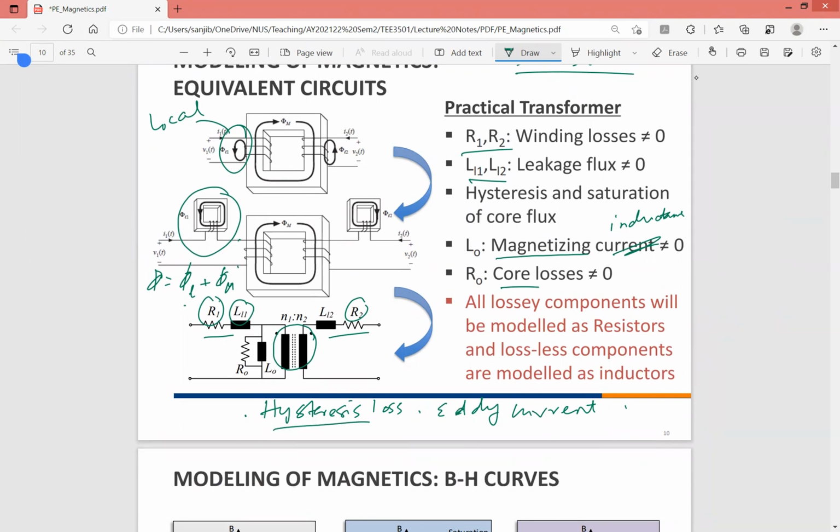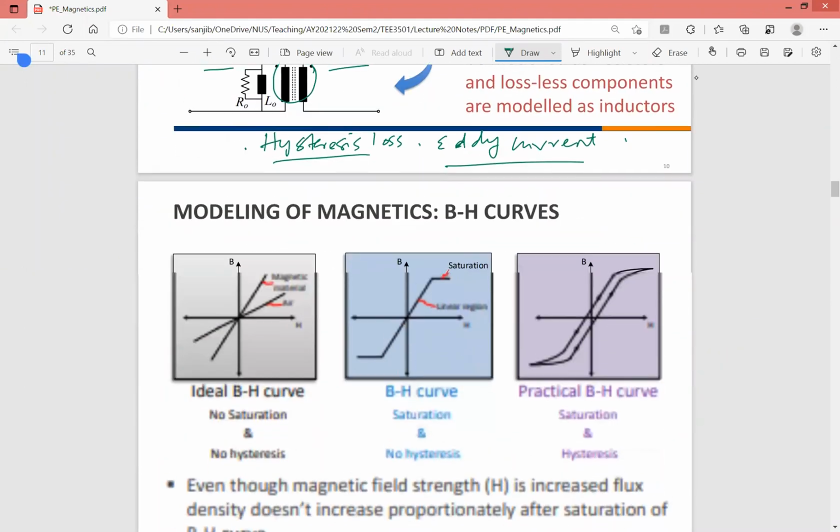Eddy current loss, on the other hand, is whenever there is a changing magnetic field, it will induce some voltage in the core material, and because the core material is also steel, which is a conductor, there will be some current flowing in small loops within the core, which are induced by the changing magnetic field. So there will be some undesired or rather unwanted currents flowing within the core itself, and they will be simply causing some heating and some losses, right? These are called eddy current loss.